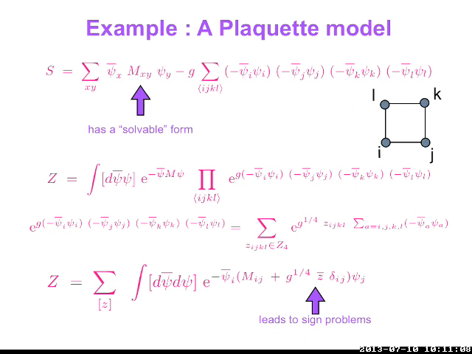Now, let me explain the idea I'm heading at with a very simple model. Suppose I have what I call a plaquette model. What I mean is there is my free fermion, which I call free because it's just a bilinear, and it has a solvable form. What I mean by a solvable form is exactly this.